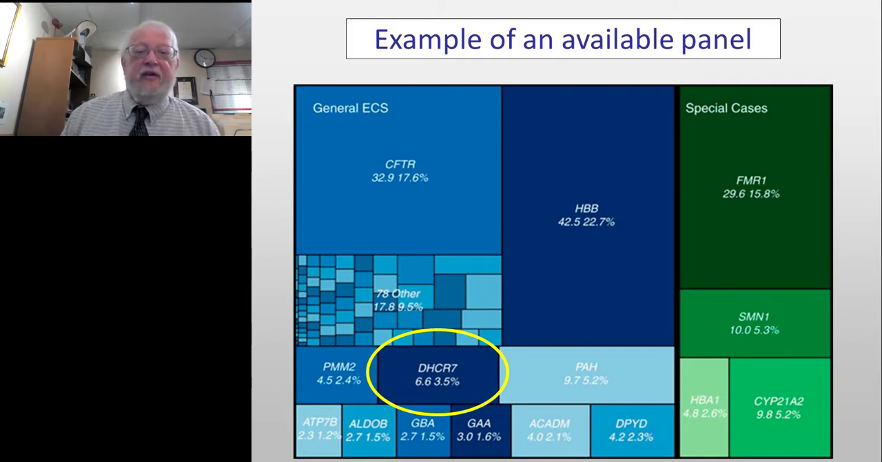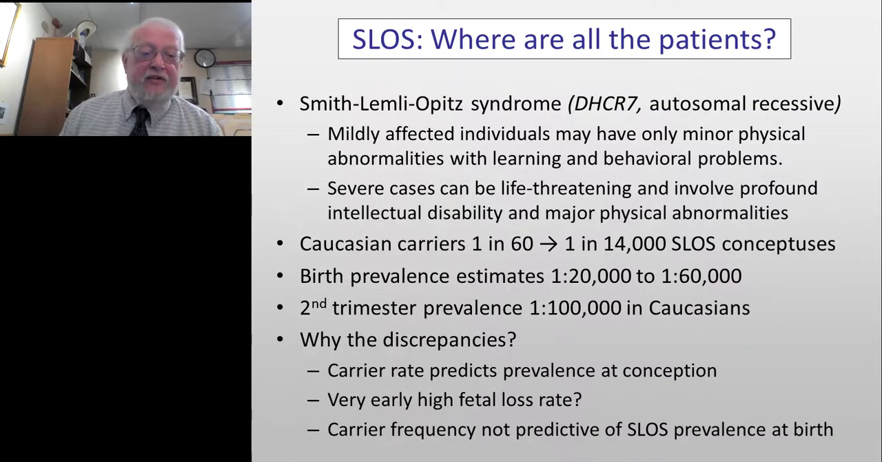profound serious disorders. This is the hemoglobinopathies. The green are special cases you can't really do with next-gen sequencing, Fragile X, and so on. But I'm picking Smith-Lemli-Opitz just as an example. It's a pretty big box, and you say, wow, I didn't realize Smith-Lemli-Opitz was that common. Well, it's autosomal recessive, some mildly affected individuals, most severe cases.